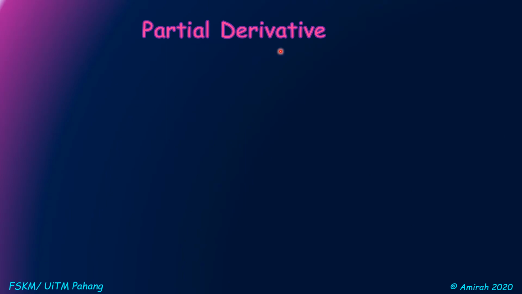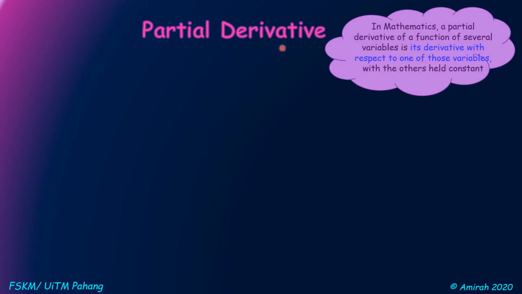What is a partial derivative? In mathematics, a partial derivative of a function of several variables is its derivative with respect to one of those variables, with the others held constant. Right? Now we look at the notation of partial derivative.